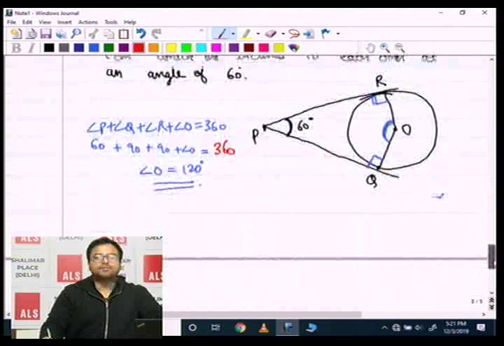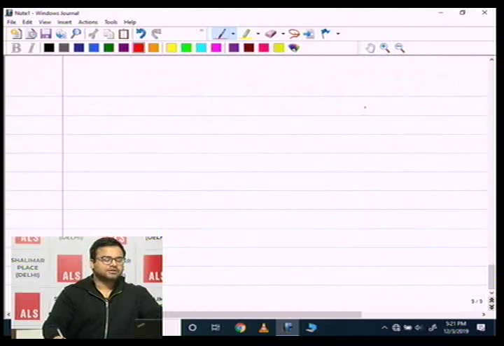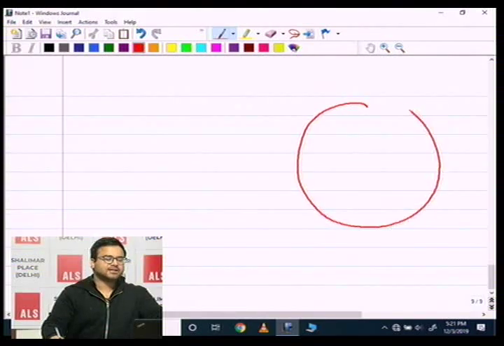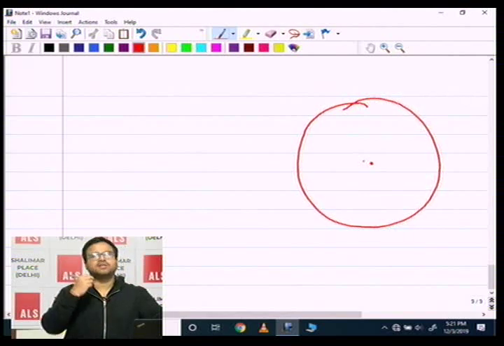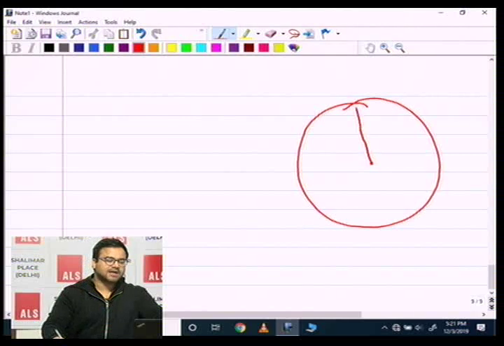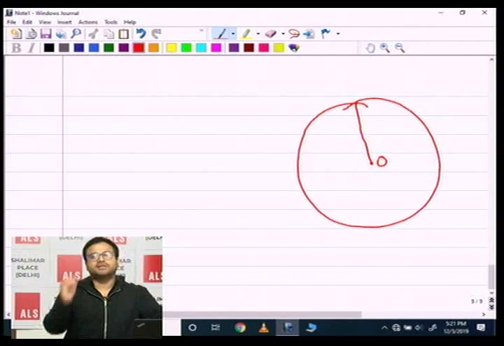Now we know the complete part, how we can draw. Just draw a circle like this. Take a point O. We just have to draw the angle, that's it. Draw any radius. Let's say I am drawing this radius. Now, on this point O, we know the central angle is 120 degrees. So we have to draw 120 degrees on this point O.